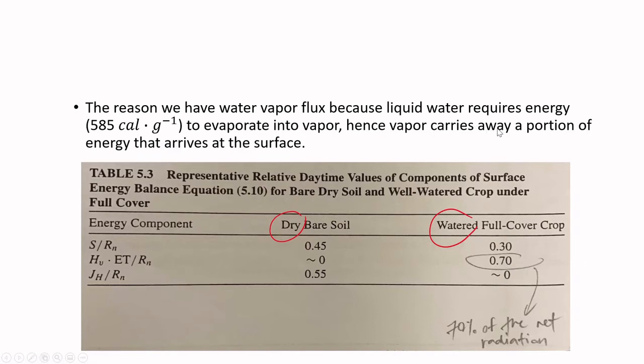Hence, vapor carries away portions of energy that arrive at the surface. That's why we have a latent heat flux included in the equation, because as the water evaporates into vapor, it carries lots of energy away from the soil.